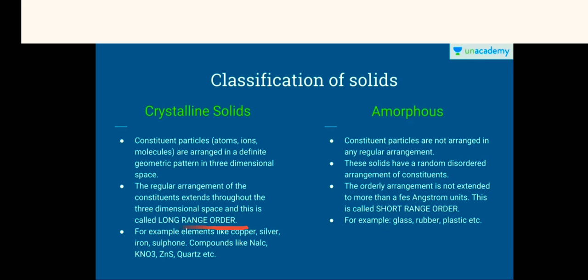On the other hand, in the amorphous solid, every now and then, after every small interval, the arrangement is going to change. So that is why we say that amorphous solids have a short range order. Then for crystalline solids, there are many examples. All the metals come under the crystalline solids, like copper, silver, iron, and compounds like NaCl, potassium nitrate, zinc sulfide, quartz, all these come under crystalline solids. And amorphous solids are glass, rubber, plastic, etc.